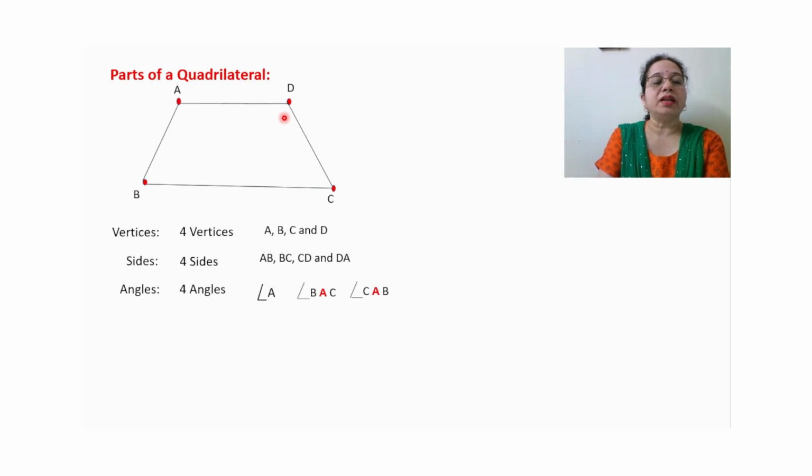We can write the angles using three letters also. Now everybody knows how to write using three letters. Every time your vertex should be in the middle. You can see that the vertex is always in the middle. So these are the four angles of a quadrilateral.